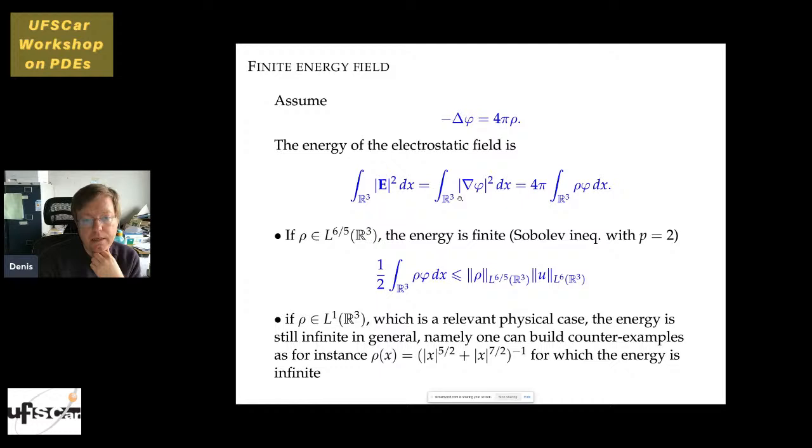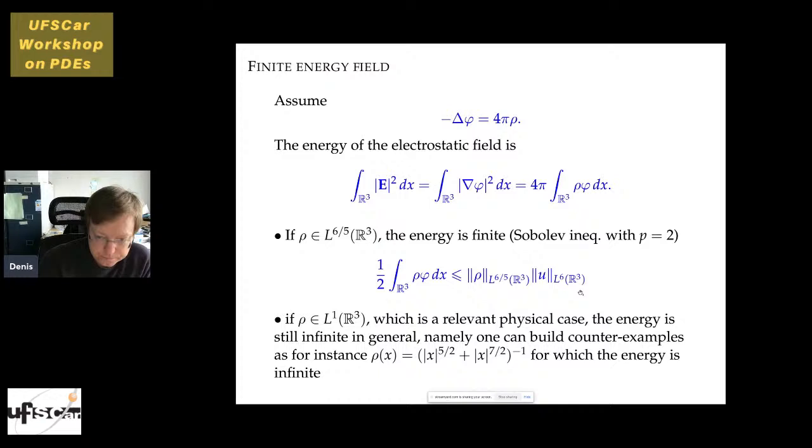So what you will do, you will put this phi here in the critical Sobolev space so that after that you can use the Sobolev inequality, and you just ask this rho to be in the conjugate Sobolev space. So if you are in dimension three, what you do is you have an L6 bound on U and an L6 over 5 on rho. Of course, if you are in another dimension, it's not 6 over 5 coming in, but it will be the conjugate of the critical exponent. Okay.